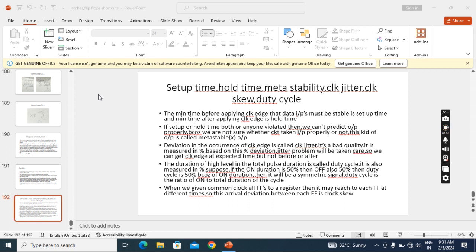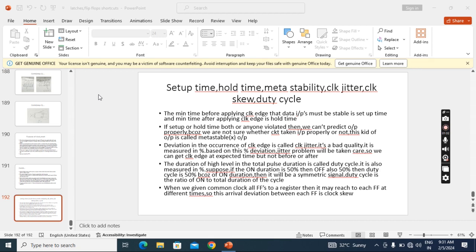If we are not maintaining some minimum time before the clock edge or after the clock edge, meaning we are violating setup time or hold time, either one, then the circuit may not take the input properly, so it may not produce output properly. That uncertain output is called metastable output. We represent that as X.